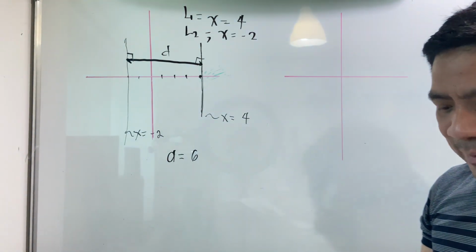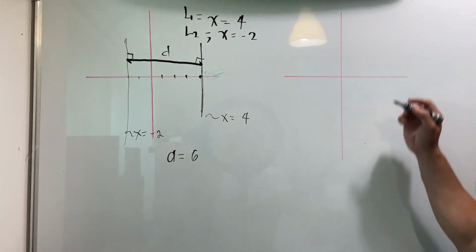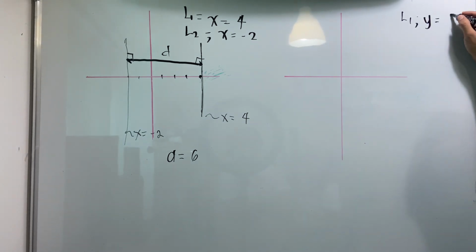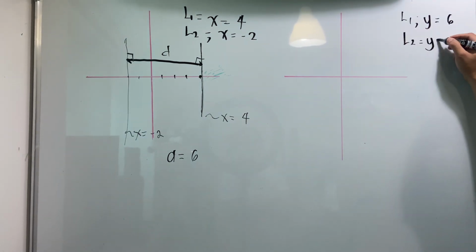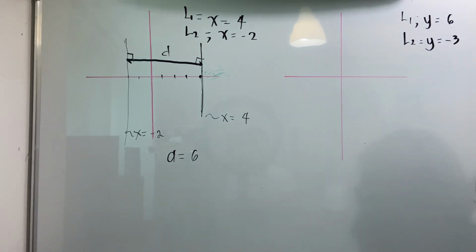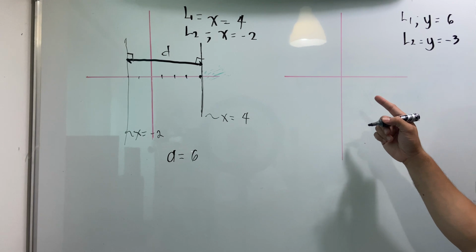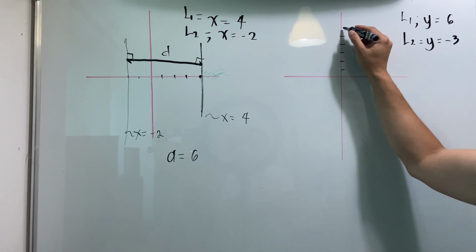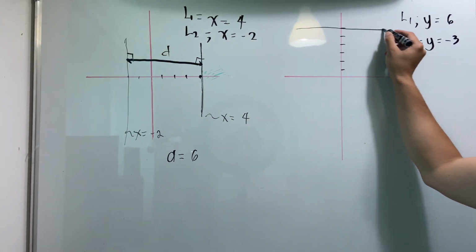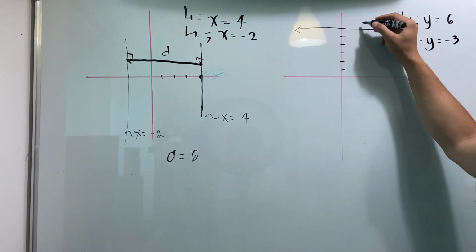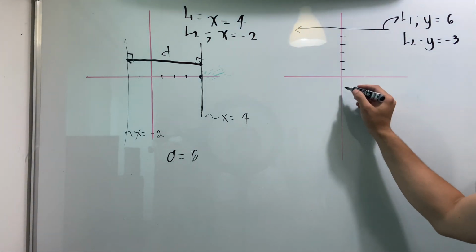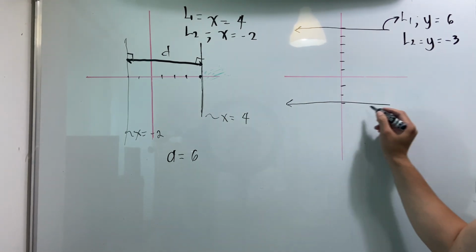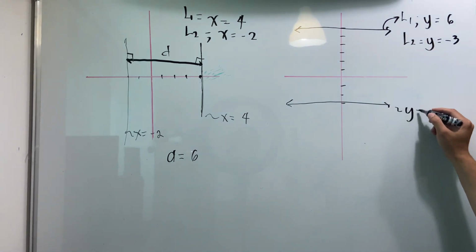Let's try another example. Find the distance between line 1, which is y equals 6, and line 2, which is y equals negative 3. Again, if you graph these two lines, 1, 2, 3, 4, 5, 6. So this is y equals 6. And y equals negative 3 is this one, 1, 2, 3.